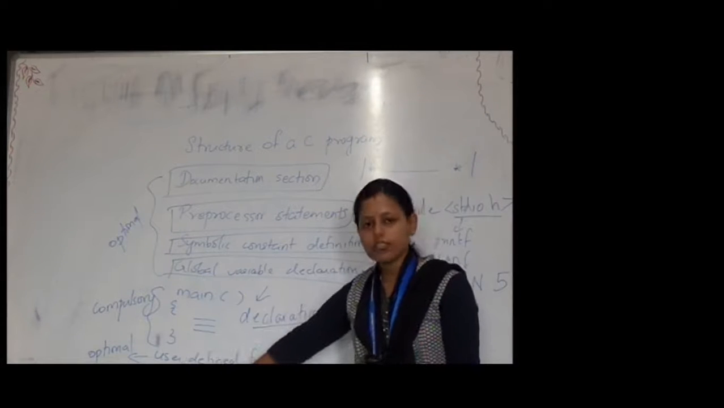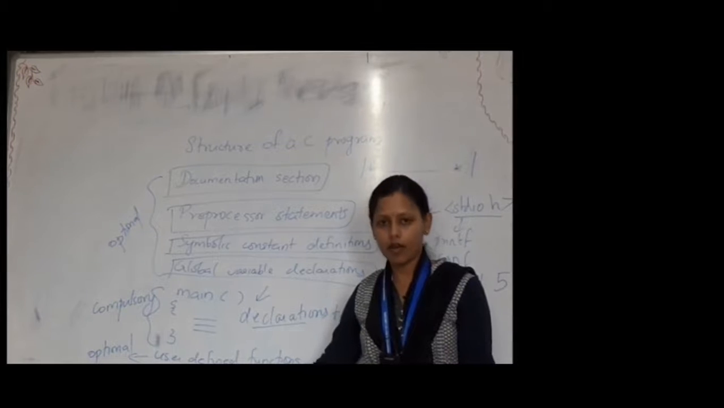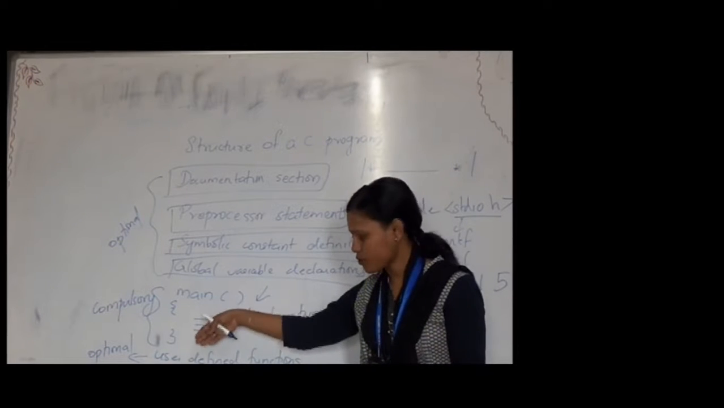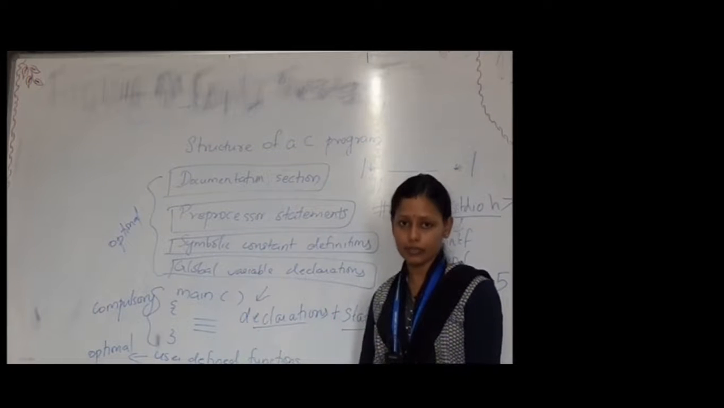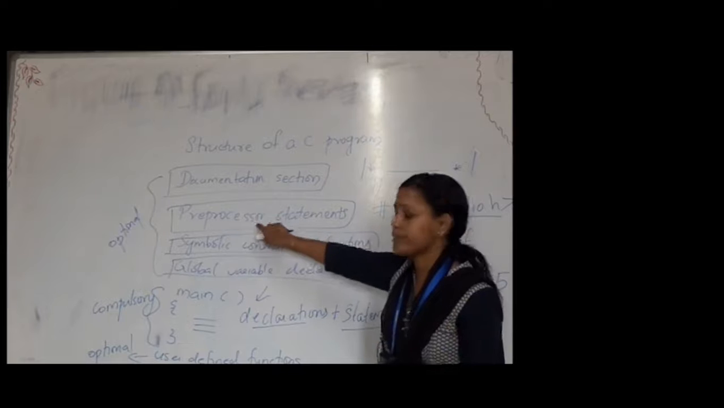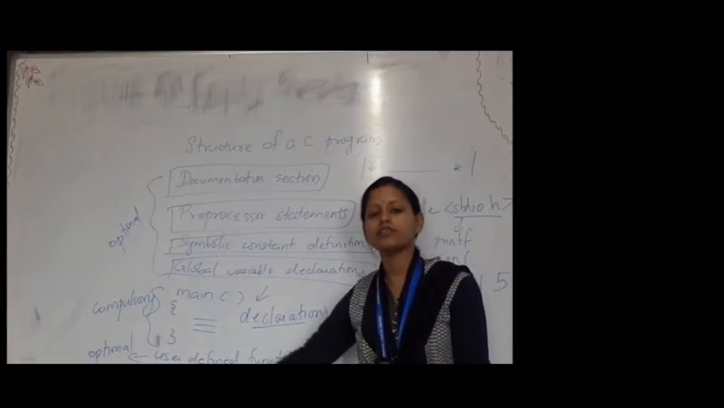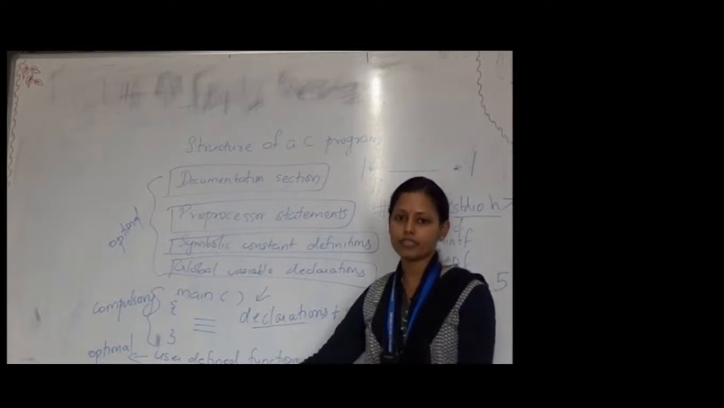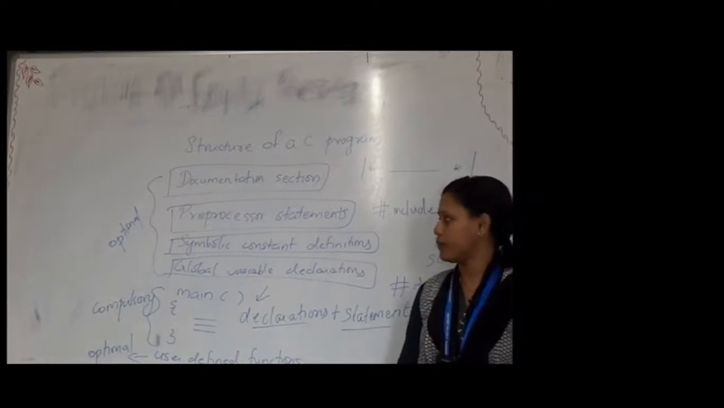Followed by the main function, we can have any number of user defined functions, which is again optional. So you can have function 1, function 2, function n, etc., which are defined by the user. So in addition to the inbuilt functions which are available in the header files, the user can define his own functions, which are called user defined functions, which is optional in nature. So this is the overall structure of a C program.